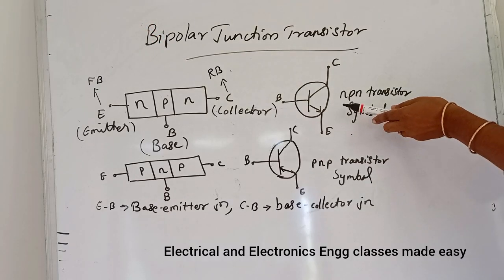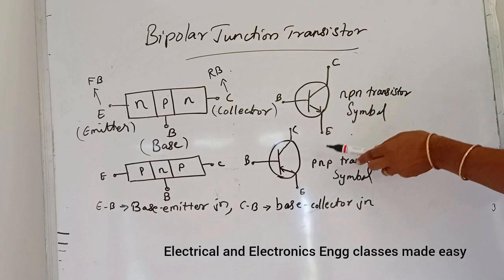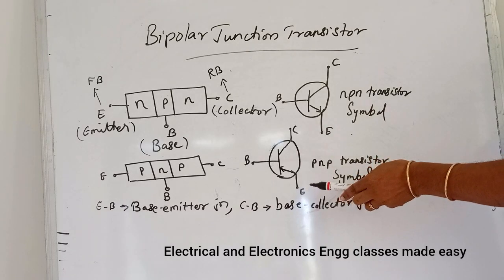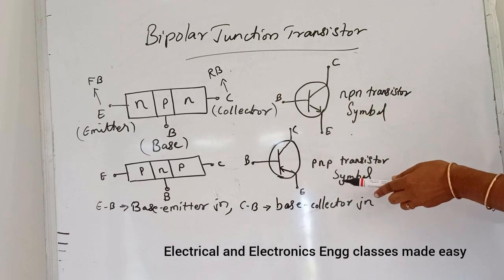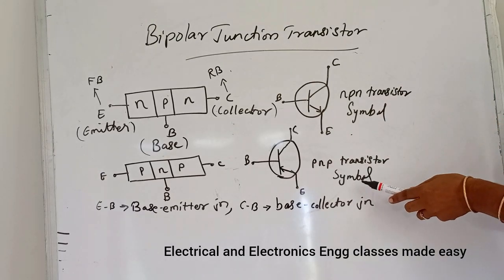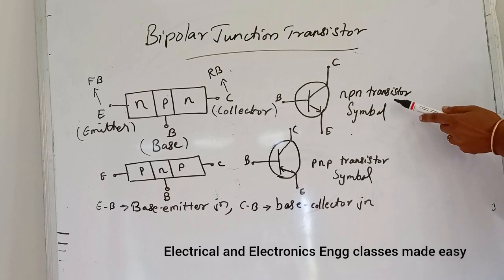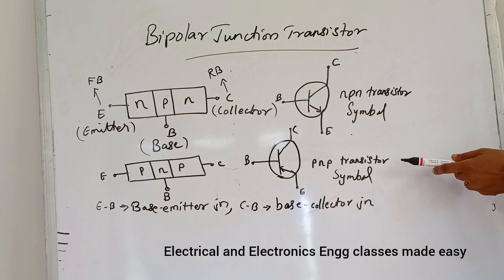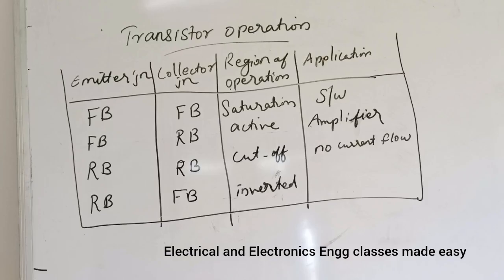The arrow in the circuit symbols of the transistor indicates the direction of the conventional current flow and can be used to differentiate the NPN transistor from a PNP transistor. So this is the symbol for NPN transistor and this is for PNP transistor. Next is about the transistor operations.